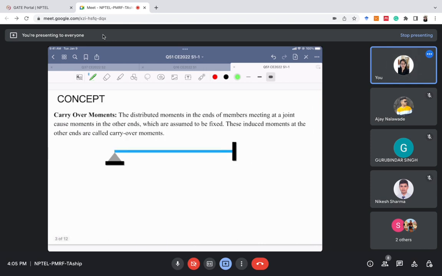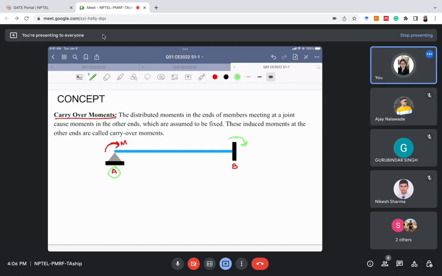For this type of problem, we need to know some concepts. The first concept is the concept of carryover moment. So what is carryover moment? Suppose this is a propped cantilever beam AB. On the hinged side, if we apply a moment M at A, there will be some moment induced at B also, right? Because if we apply a moment at the end A, the moment at B will also be affected.